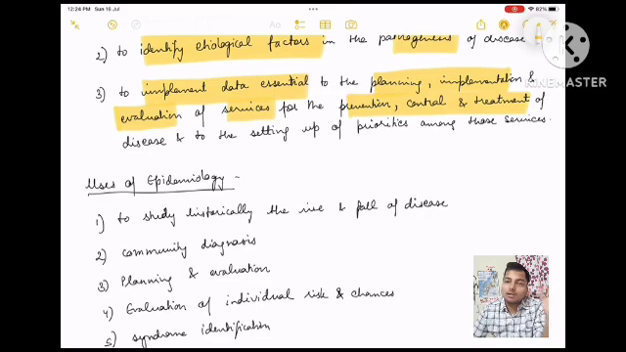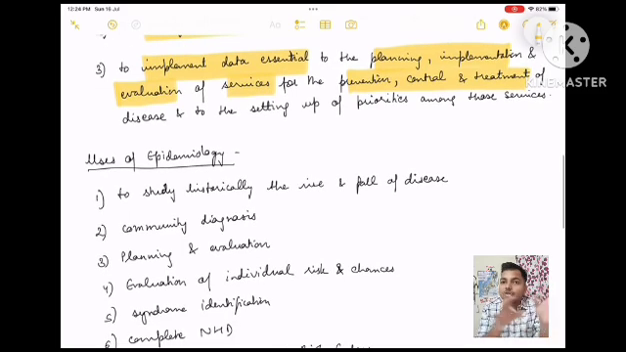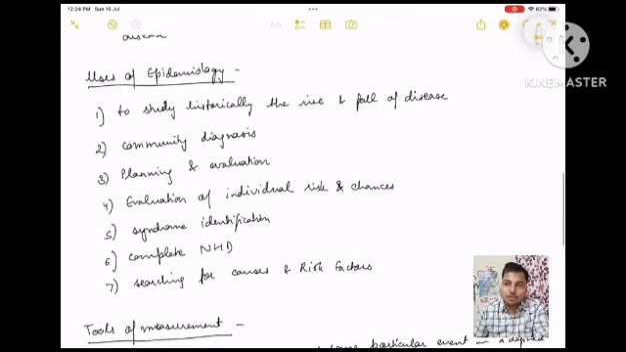So these are the aims. Now it was easy to grab it from the definition itself. The definition should be written word to word as given in the book, but the rest of these things can be written in your own words if you understand those concepts.